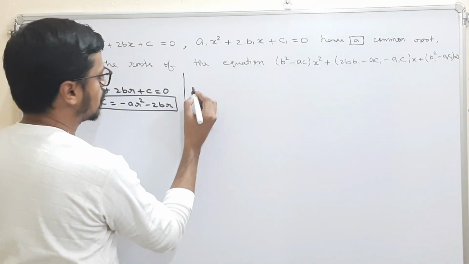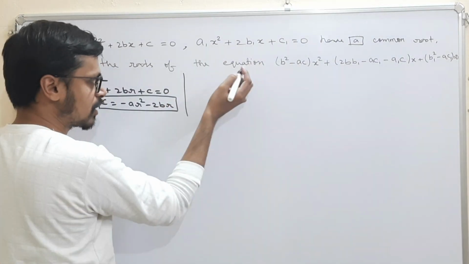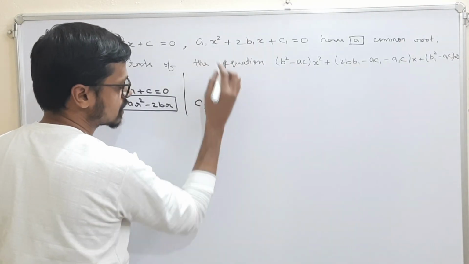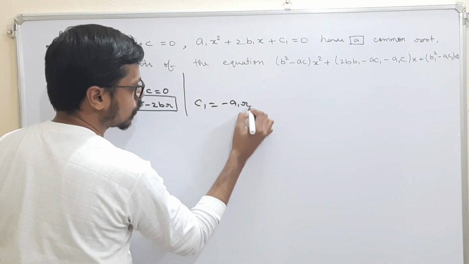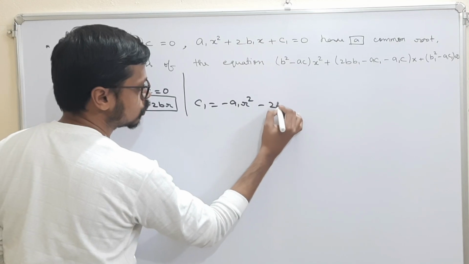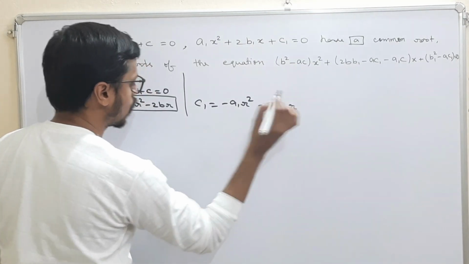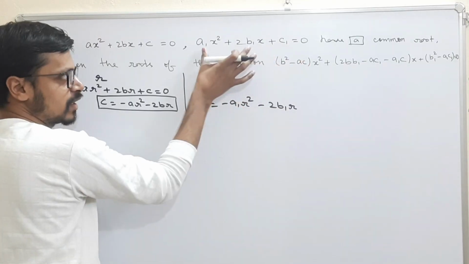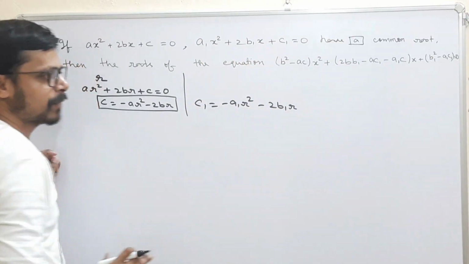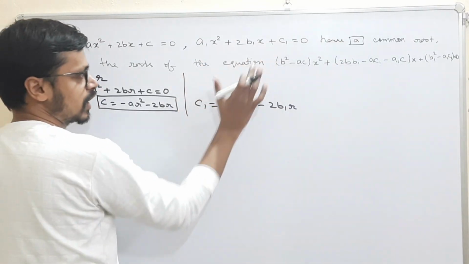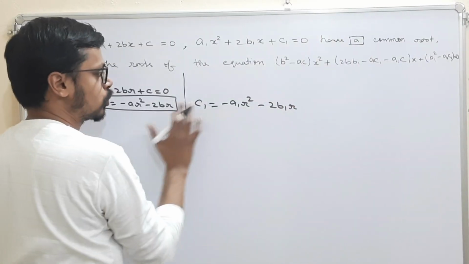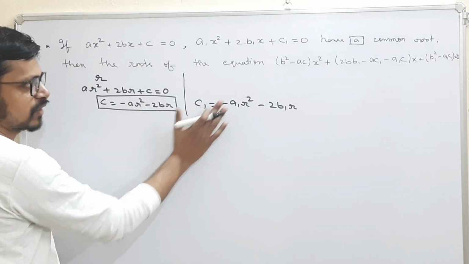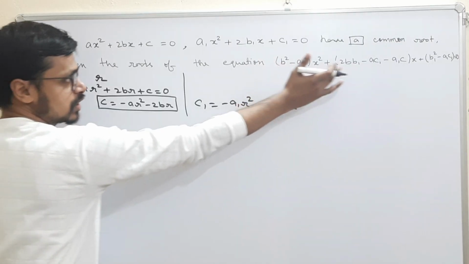Now from here, if I find the value of c1 in a similar way, c1 will come as minus a1 r square minus 2b1r. Hope it is clear to you all, because we are finding the c1 value, this 2 we are taking that side, so it will become minus. And x value we are taking as r because it has a common root. Now we have the c value and c1 value that we are going to substitute in these terms.